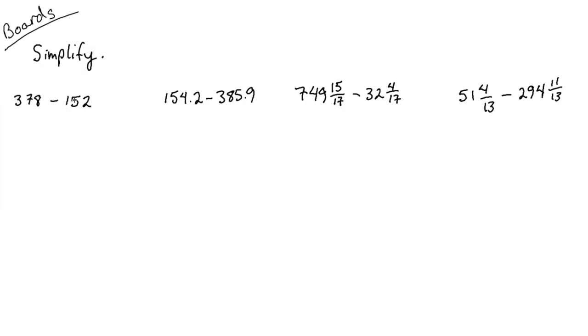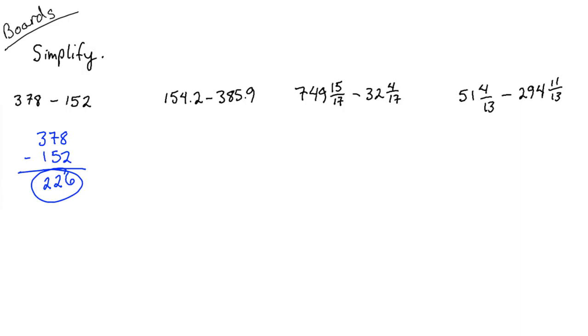Simplify 378 minus 152. Now notice we always put the strongest one on top, so 378 minus 152. And then we subtract. 8 minus 2 is 6, 7 minus 5 is 2, 3 minus 1 is 2, and the positive one wins. 226.